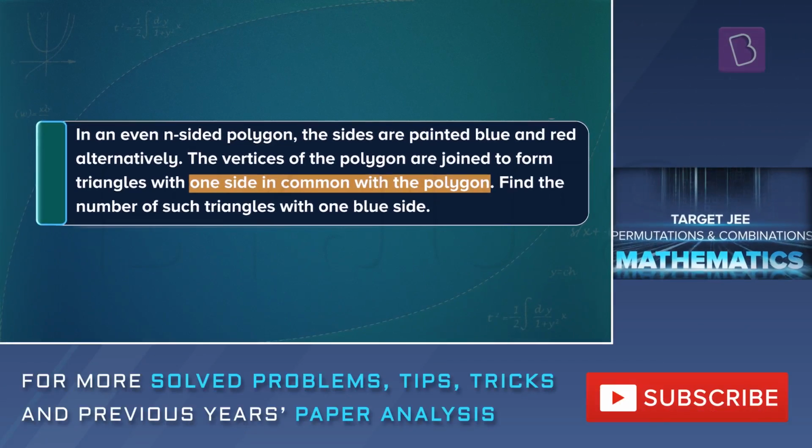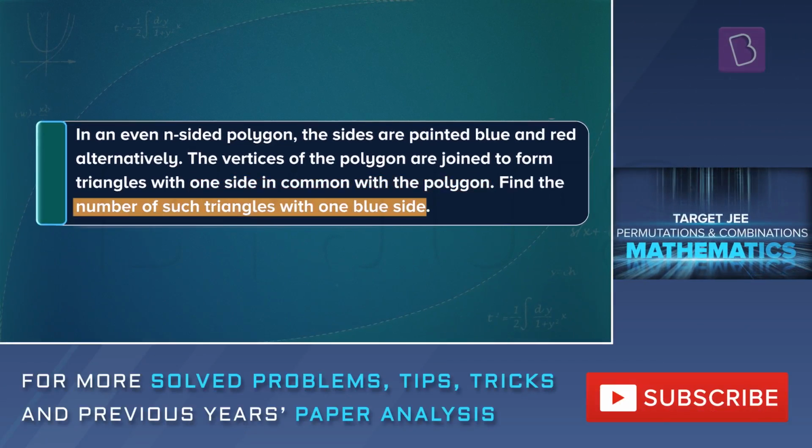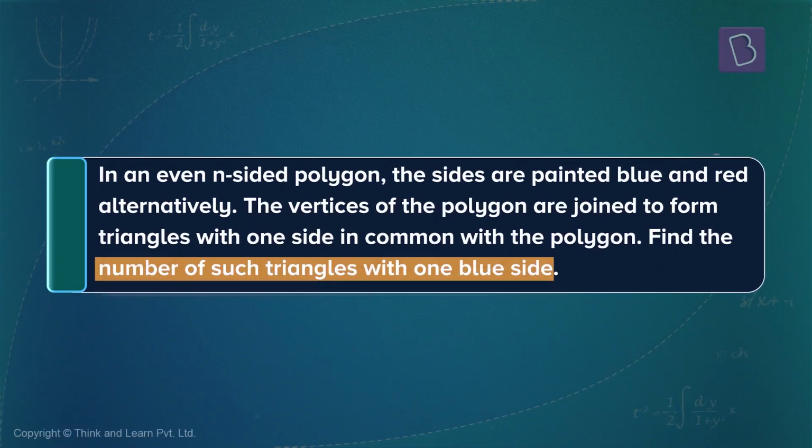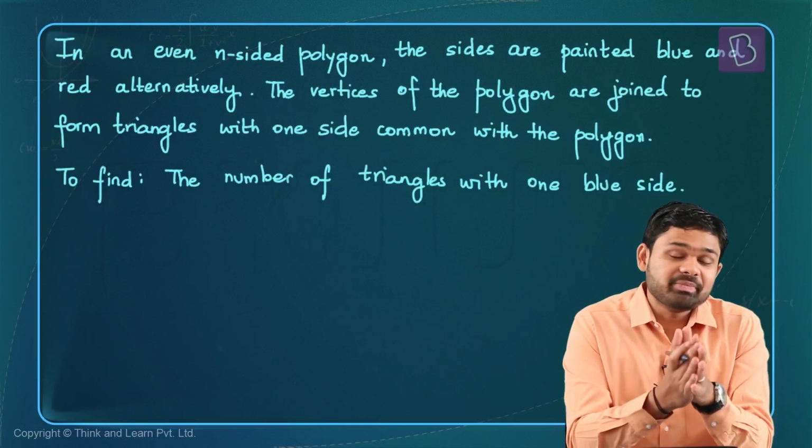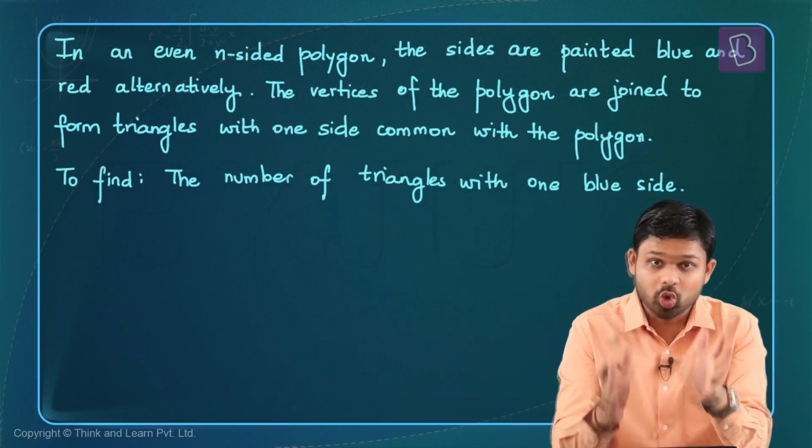The objective is to find out the number of such triangles which can be formed with blue sides. So for any n-sided polygon, we have to find out the number of triangles which can be formed by joining the vertices such that the triangle and the polygon have just one common side, and we have to find out the number of such triangles which have one blue side. It's a very straightforward and simple question if you understand what has been told.